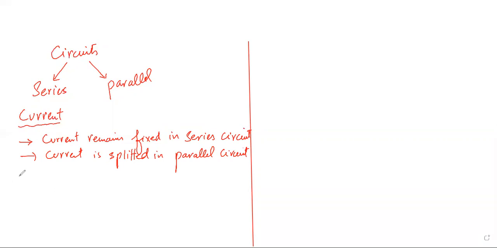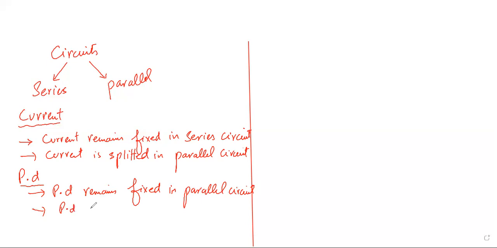Now, the second thing is potential difference, PD, right? PD remains fixed in parallel circuit. And PD is divided or split in series circuits. Am I clear? Yes. How? Let's see this.